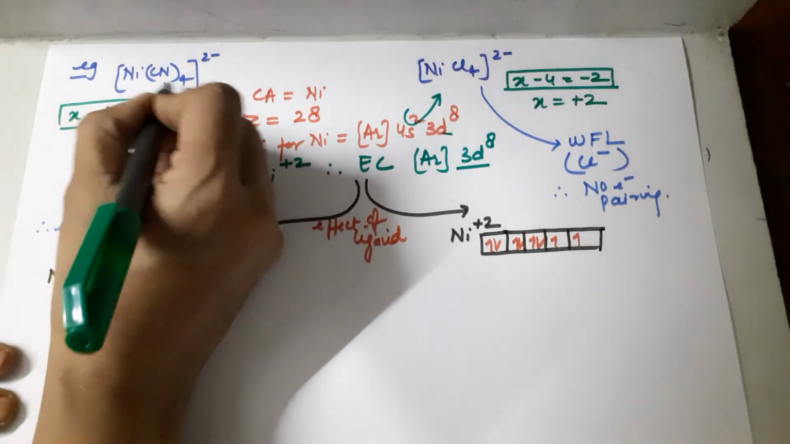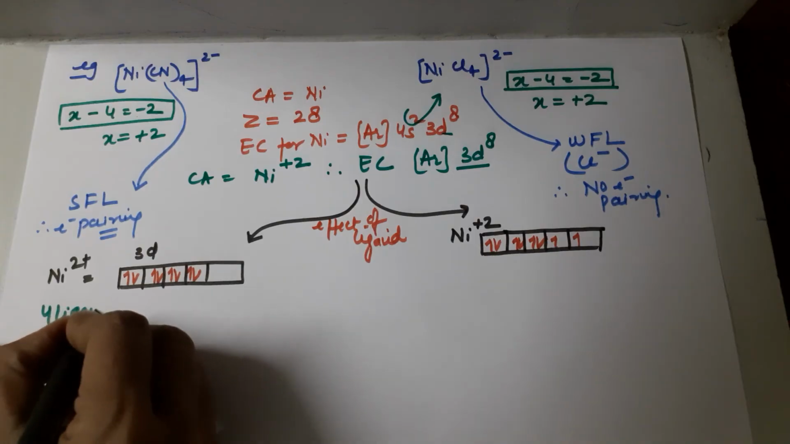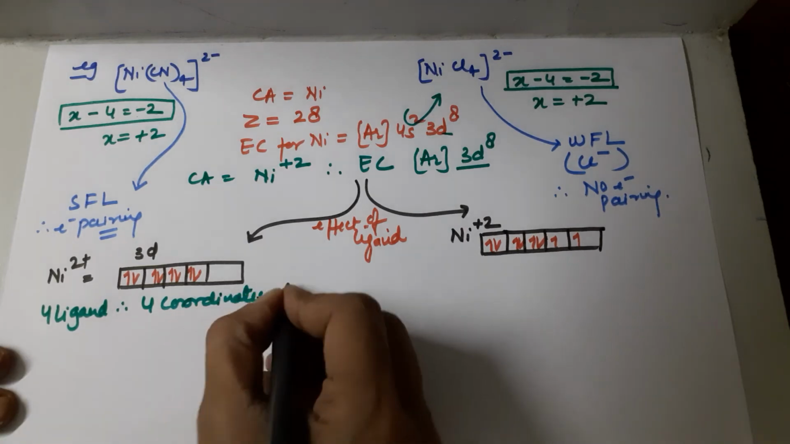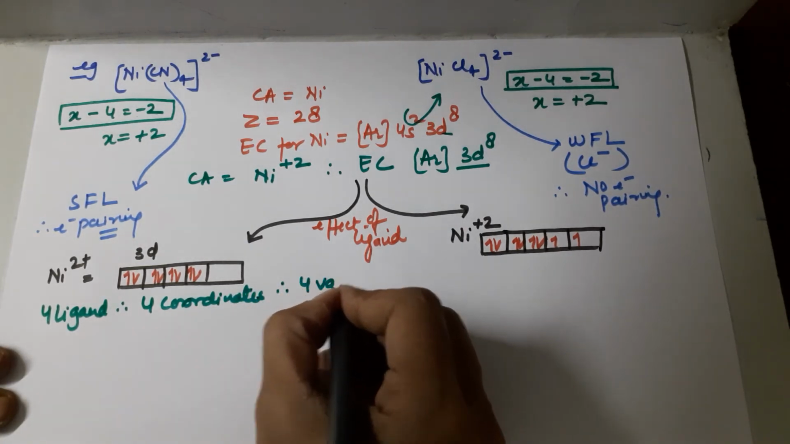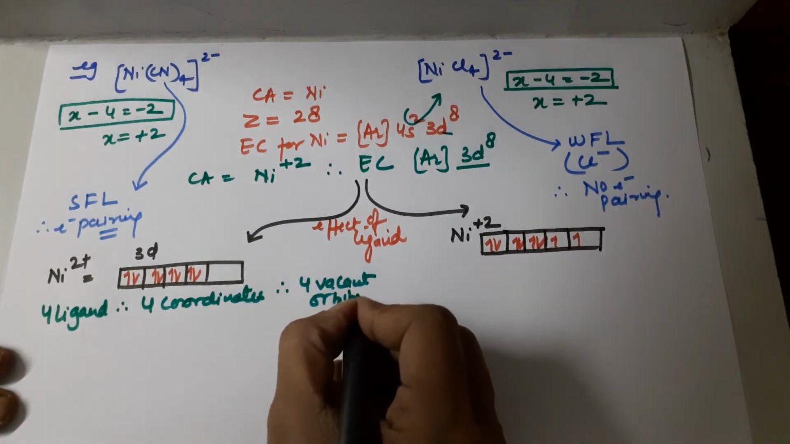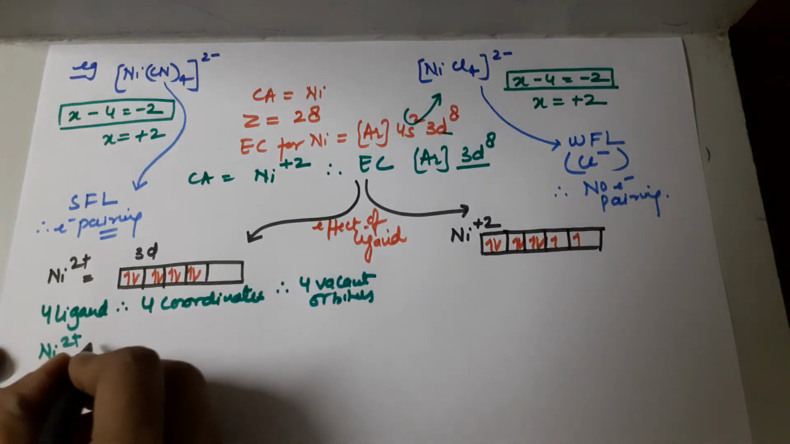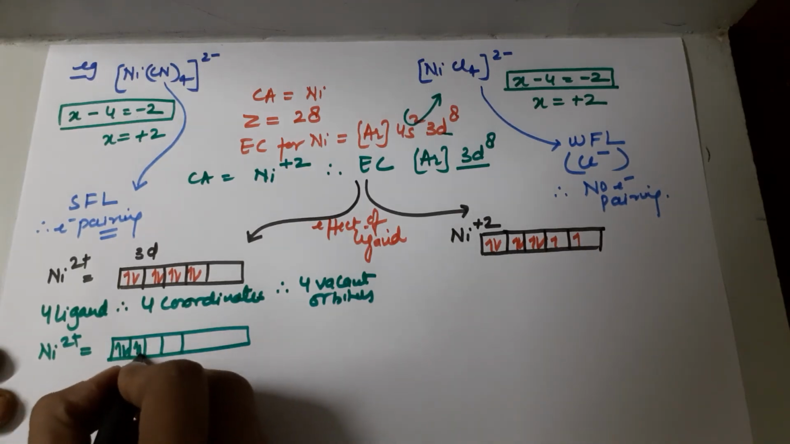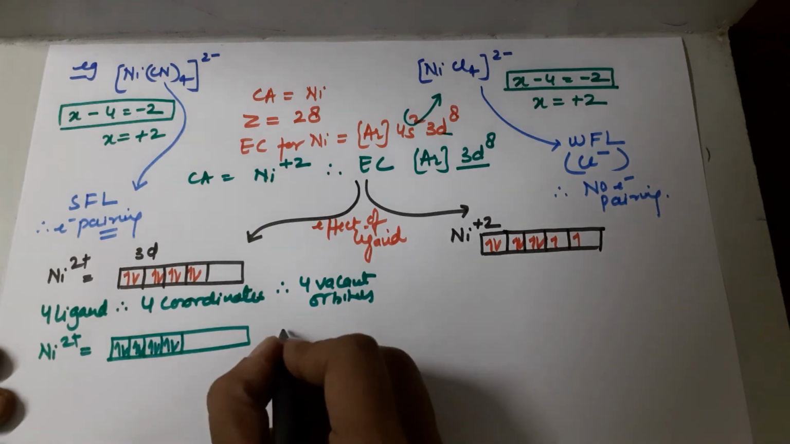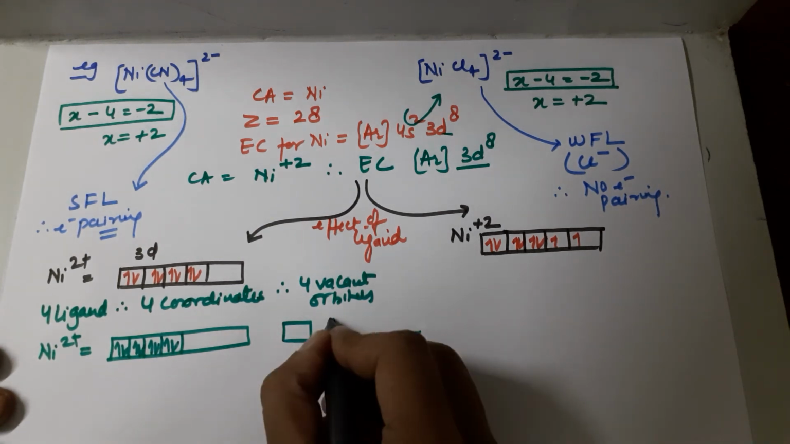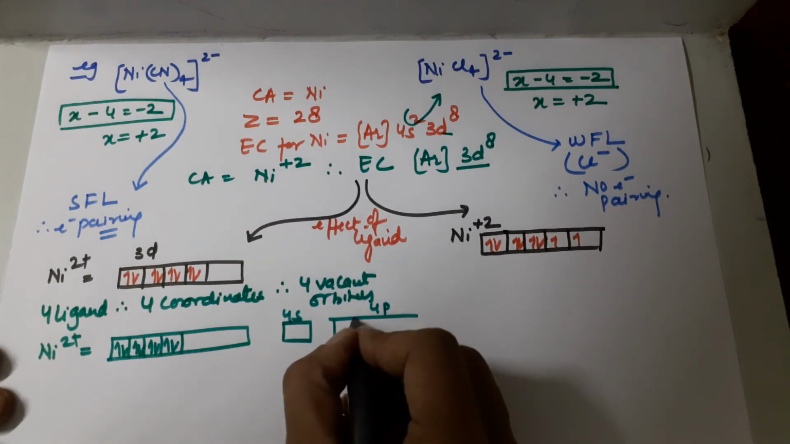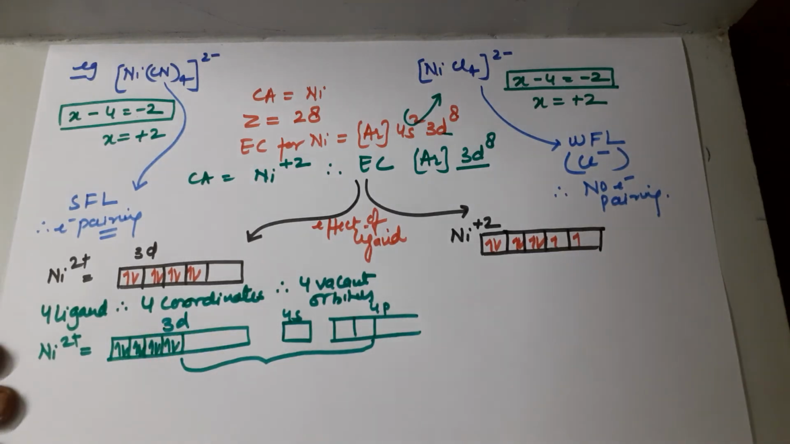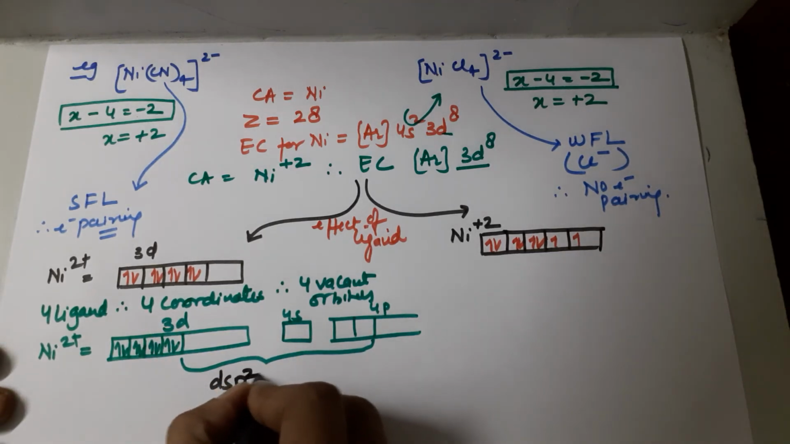How many ligands do I have? I have 4 ligands. Therefore, 4 coordinate bonds. Therefore, 4 vacant orbitals. So in this case, your nickel 2 plus would be 1, 2, 3, 4, 5, 6, 7, 8. This would be the vacant d orbital. You use 1 from 4s and from the 4p you would use 2. So dsp2 is the hybridization in this case.